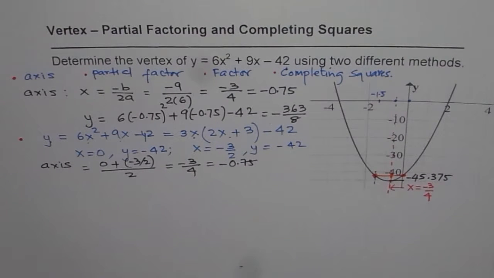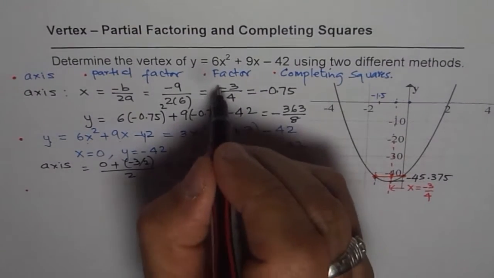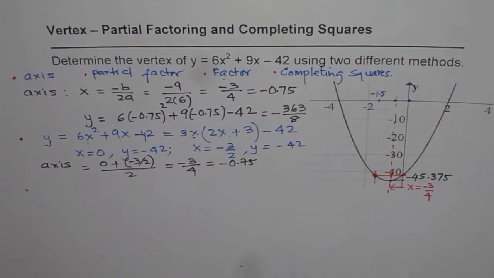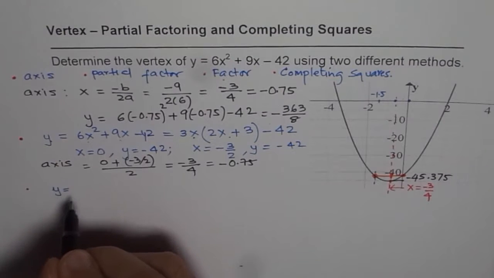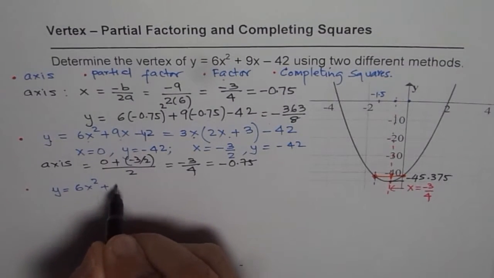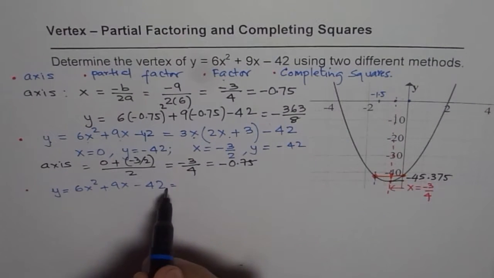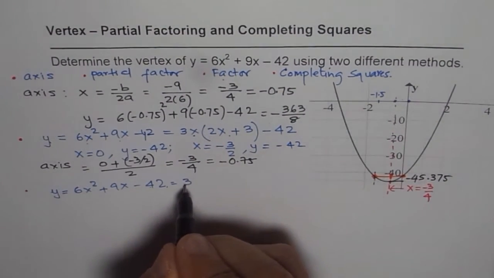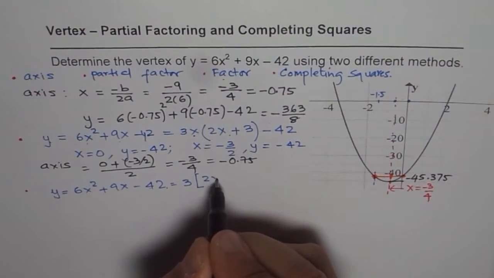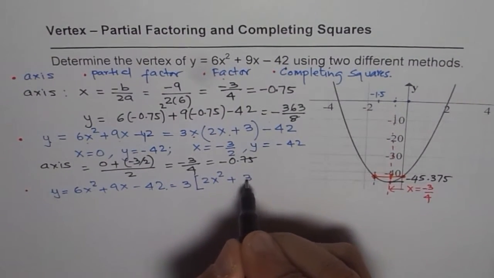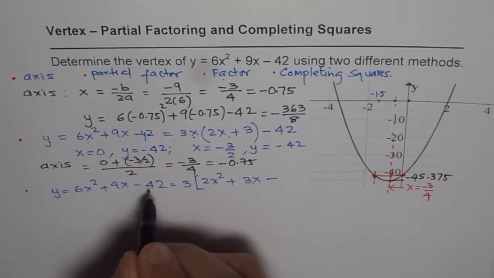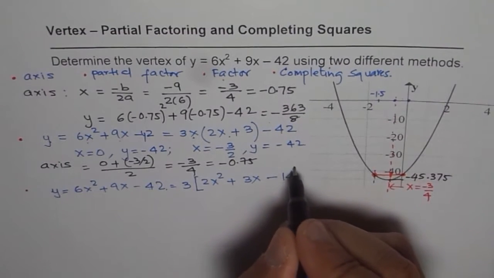Well, the third method is a very popular method which you of course know, and that is factoring. How to factor this equation? In this equation, we have y equals 6x squared plus 9x minus 42. First, let's group factor. 3 is common, so we'll take 3 outside. So we're left with 2x squared plus 3x minus, dividing this by 3, 3 times 1 is 3, and then 12 gives me 14.